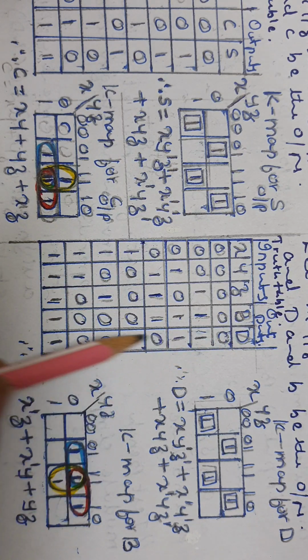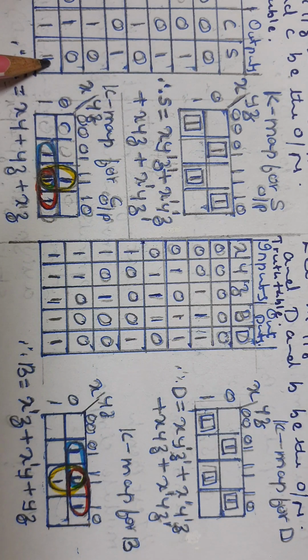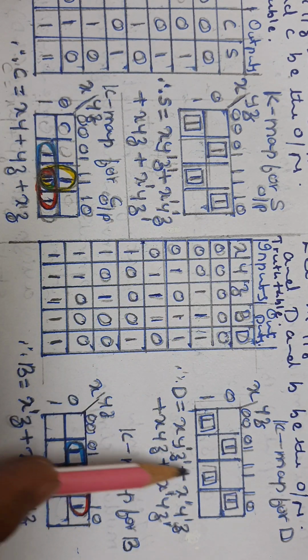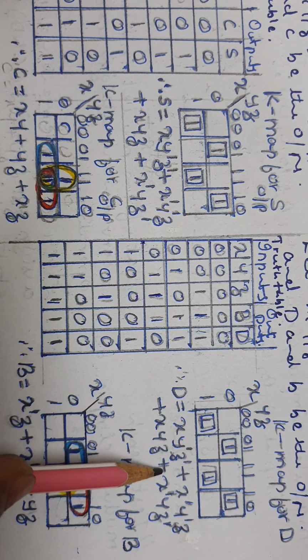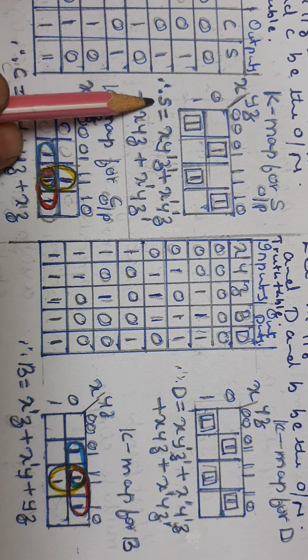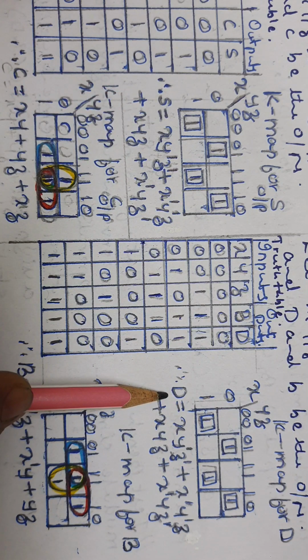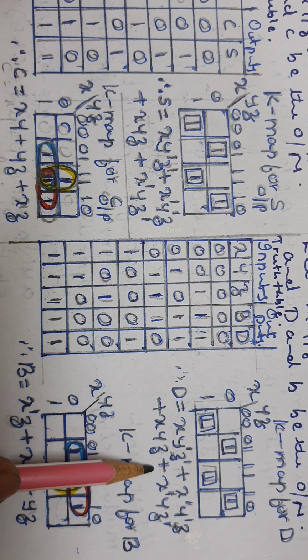After that, if you observe the D column and S column, they are same. So the K maps will be same, their expressions will be same. This is the expression for sum and this is the expression for difference here. Both will be same and the circuit diagram also will be same.